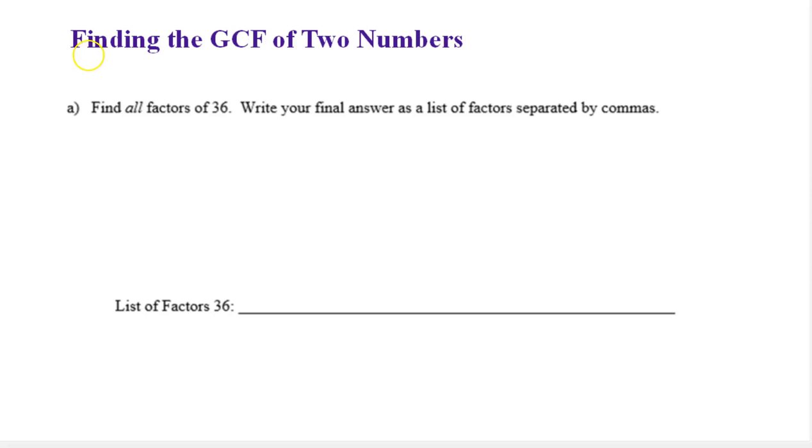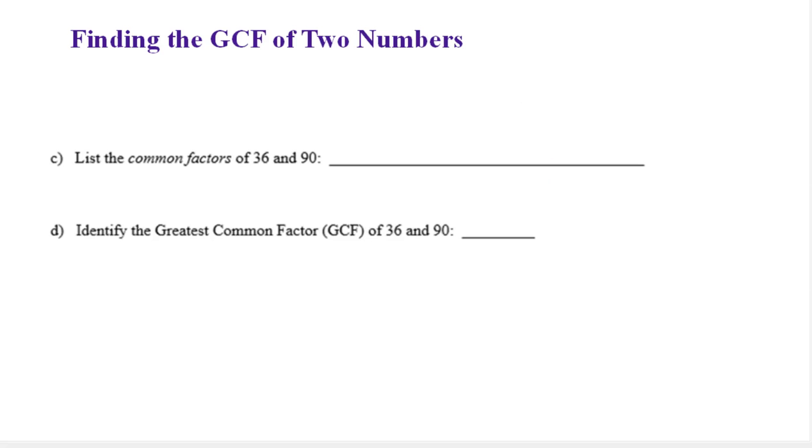In this example, we're going to find the GCF of two numbers. We're going to use the following process. So we're going to be given two numbers, 36 and 90, and our ultimate goal is to find the greatest common factor of 36 and 90.